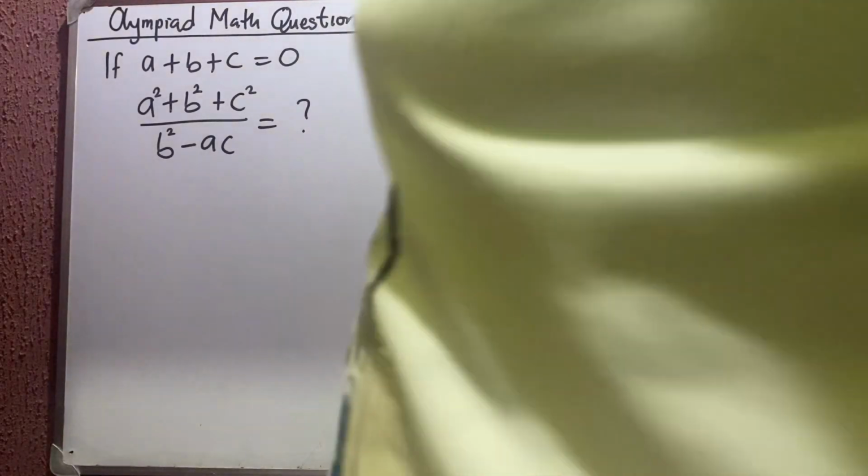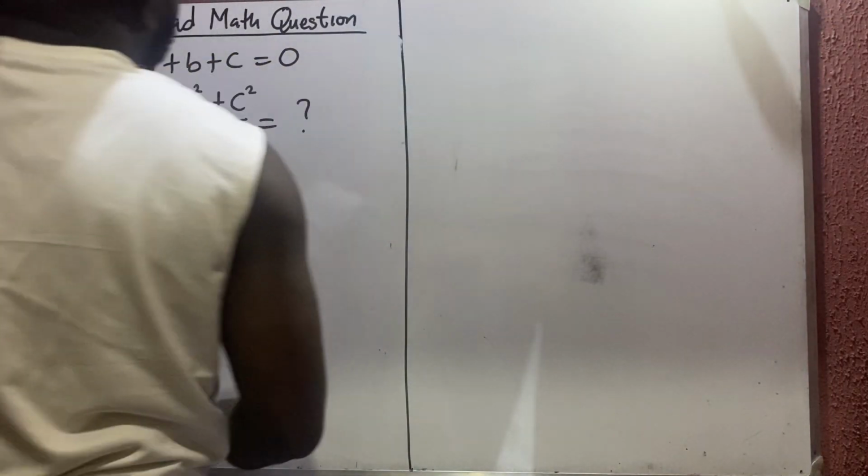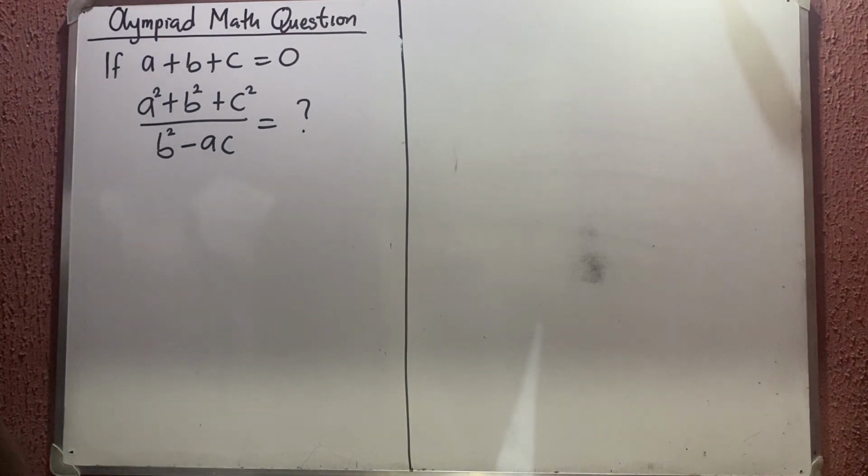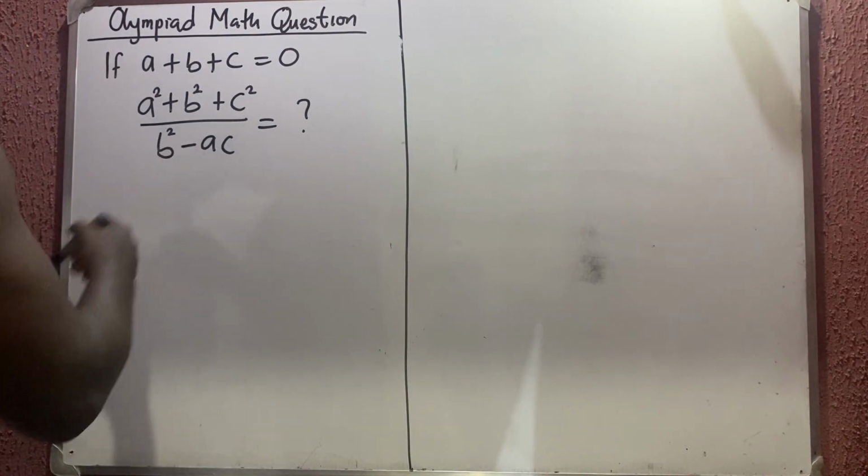Right, let us quickly solve this Olympiad math problem. Okay, we are given that a plus b plus c is equal to 0. Then we are required to find this.